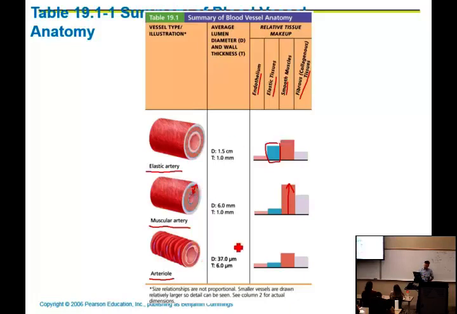When we get down to the arterioles, overall, their wall is getting thinner. But of all the layers, we still have the highest amount of smooth muscle in them, so we can control the blood flow going down to the capillaries. So their anatomy is changing associated with their physiology according to what they have to do.